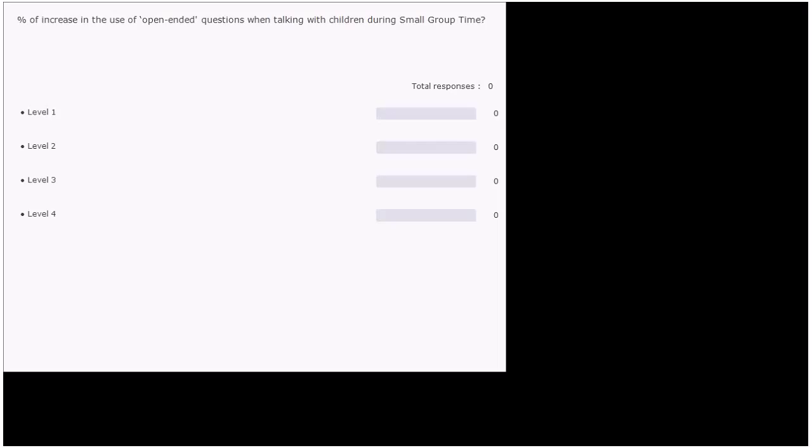The first one is, the inquiry would be, what is the percent of increase in the use of open-ended questions when talking with children during small group time?